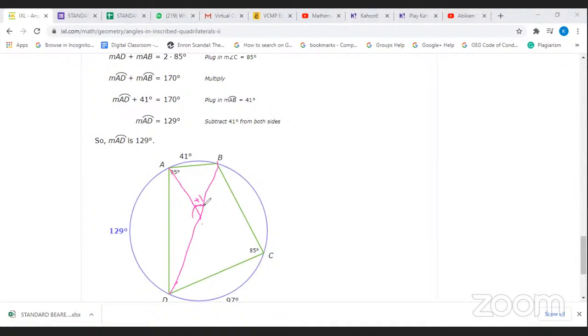Okay, this is 2 times 85. So our answer will be 2 times 85 minus 41. 2 times 85 is 170, minus 41 is 129. Okay.